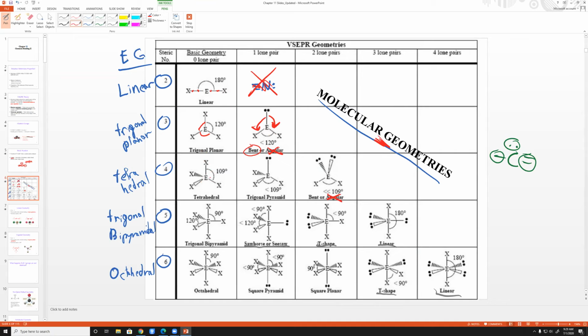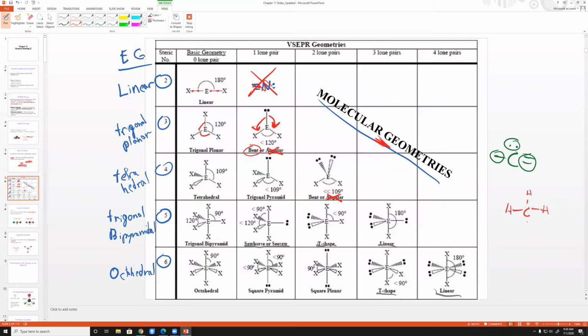Tetrahedral is when you have 4 electron groups, when you're talking about electron geometry. When you're talking about molecular geometry, it's only when you have 4 bonded groups. A perfect example of tetrahedral for molecular geometry would be methane, CH4.